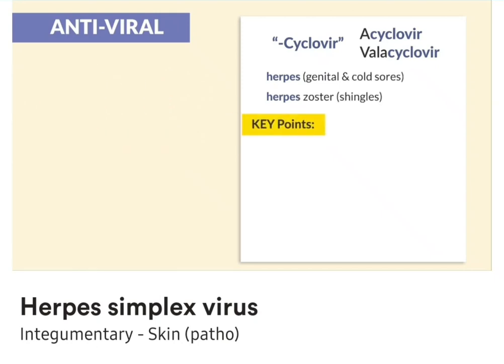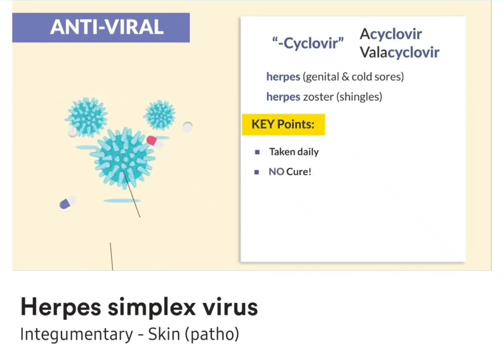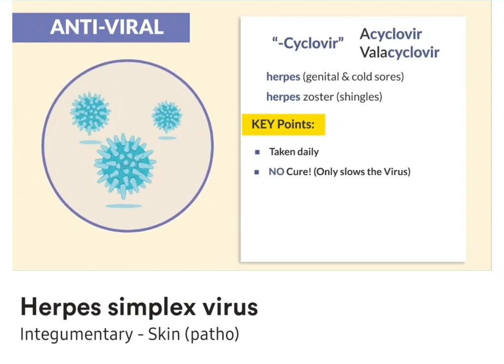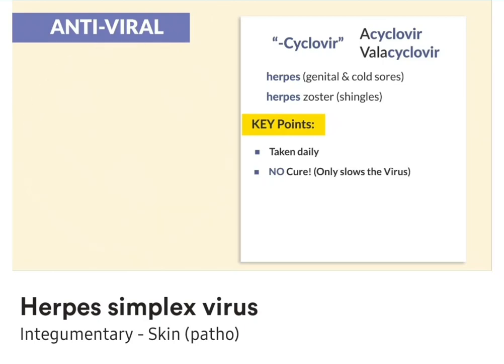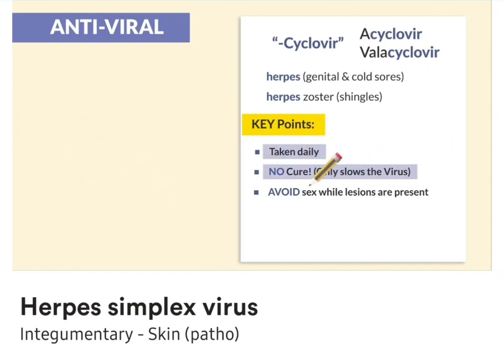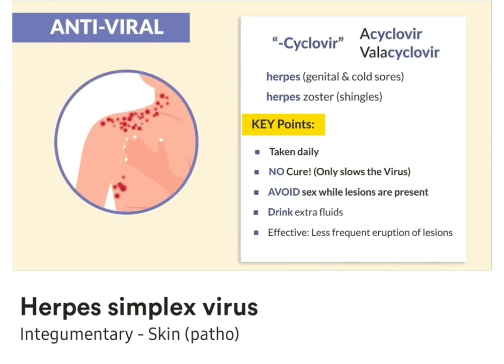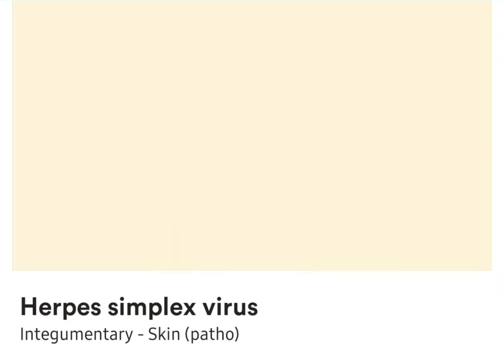Now the big key points here, guys, write these ones down. We take daily, and also there's no cure since it only slows the virus. And big one here, you avoid sex while lesions are present. Guys, there were like 3 HESI exit questions about that. Lastly, we drink extra fluids, and it's also effective for less frequent eruption of lesions. Big keywords right there. All right, that wraps it up. Thank you so much for watching.